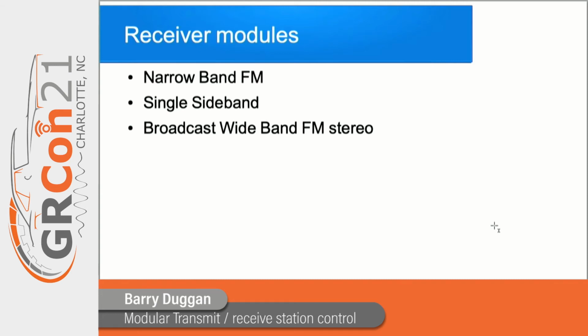Now I currently have 3 receiver modules in the package: narrowband FM, single sideband, and just for fun, a broadcast wideband FM stereo. Also lets me check out the antenna and make sure everything else is working. And good, relaxing fun.